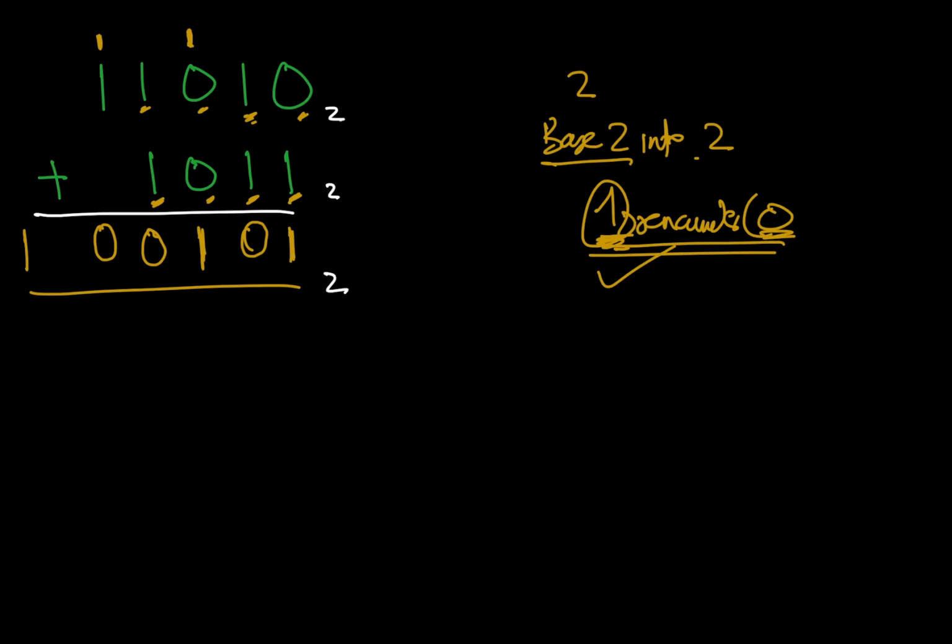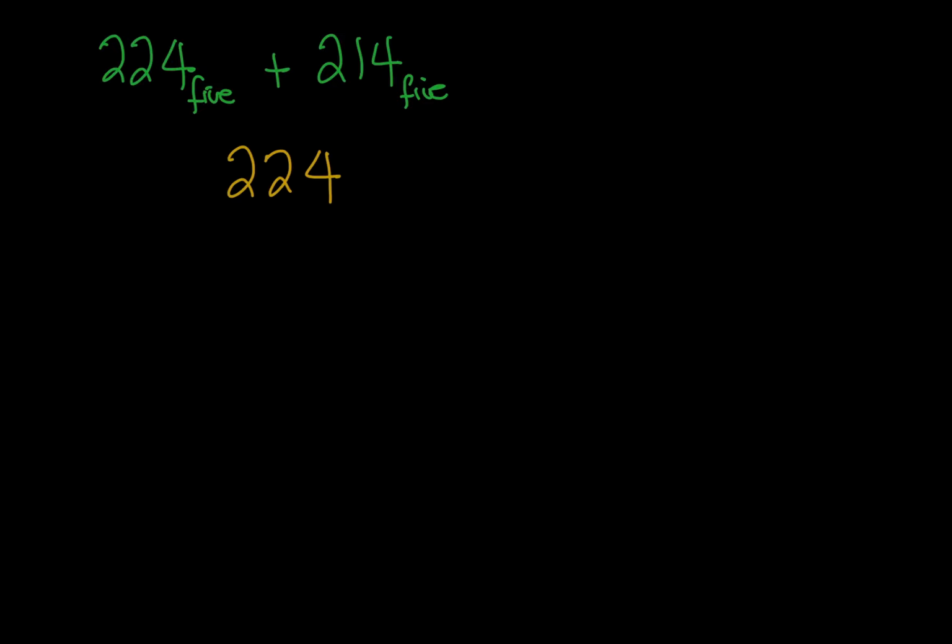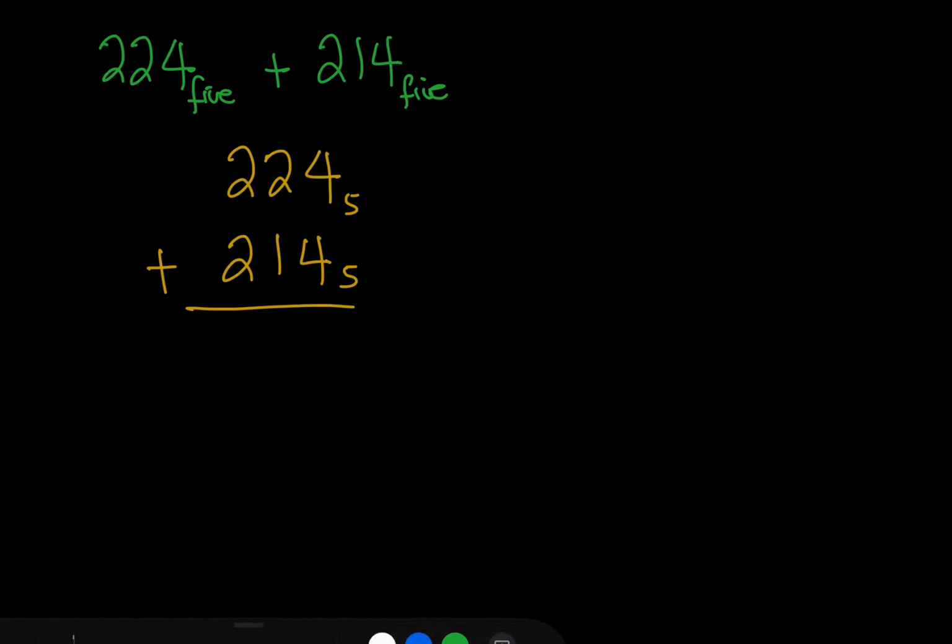Now let's quickly look at some other examples. Let's imagine that we have 224 in base 5, plus 214, also in base 5. You can see that the numbers in there are less than 5, so we can add them. When we do that, you can see that this 4 plus this 4 is 8.